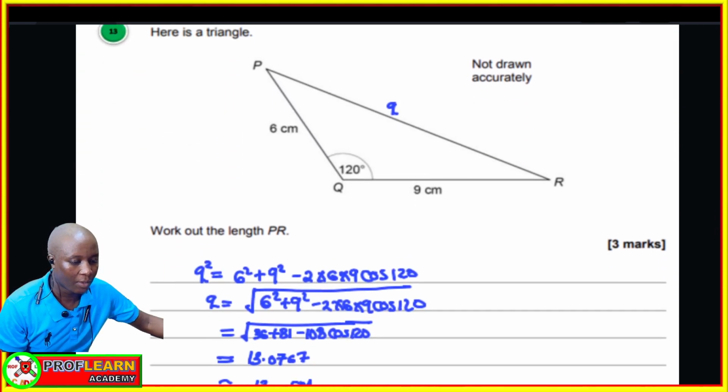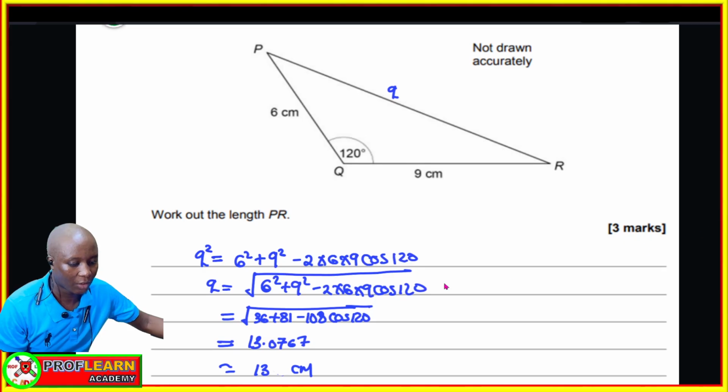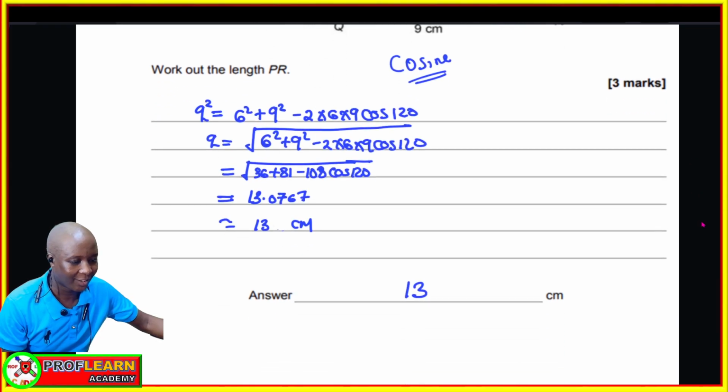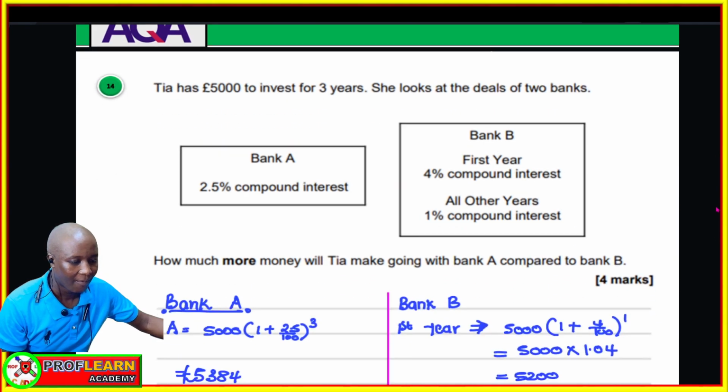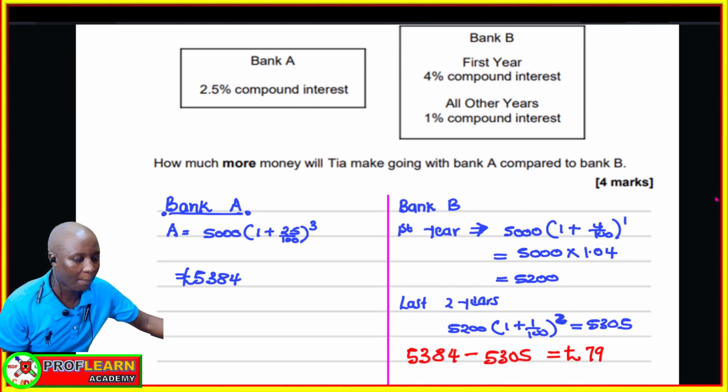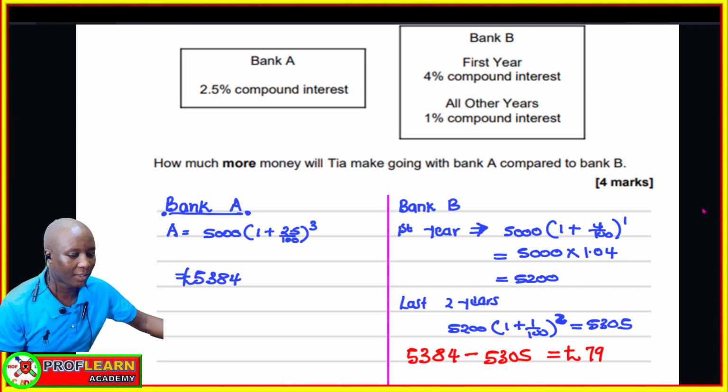You can also be given a question and then you are expected to use cosine rule. This is the use of cosine rule to find a missing side. So for you to find Q, we are going to apply cosine rule, and that is exactly what you are supposed to do there. So you need to be prepared and ready to do questions to do with cosine rule. Then compound interest and appreciation, also simple interest questions.